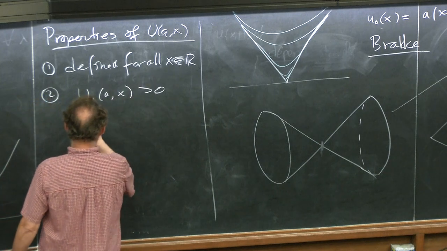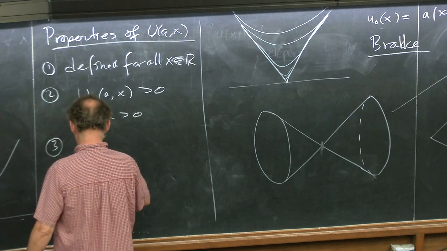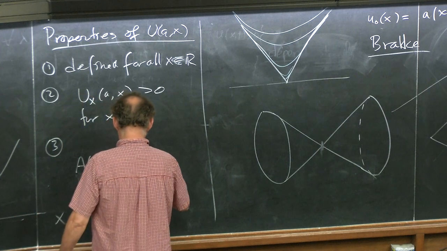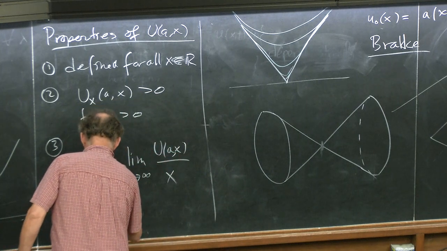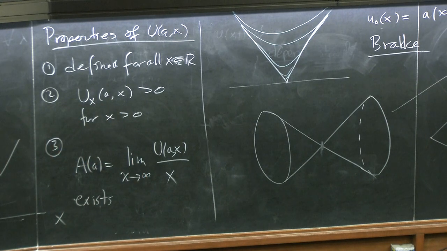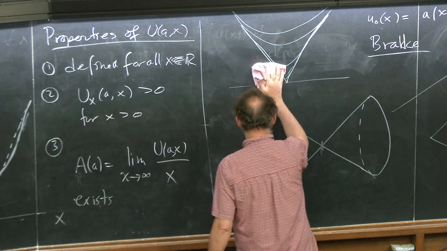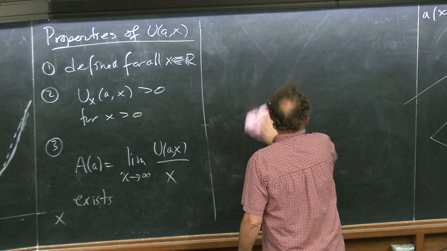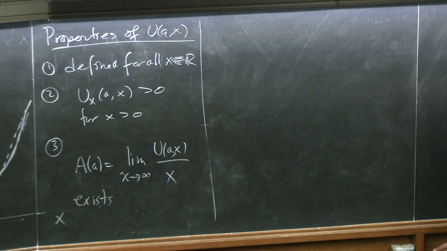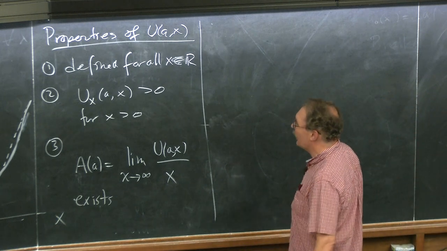It's strictly increasing. And most importantly, it is asymptotic to a cone. We're not claiming that the solution is convex. For a lot of values of A, it is not convex. In fact, it does occasionally cross that cone. And the proof of this theorem is sort of elementary. Let me just say one or two things.